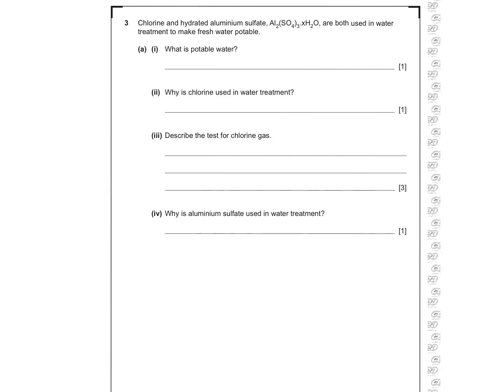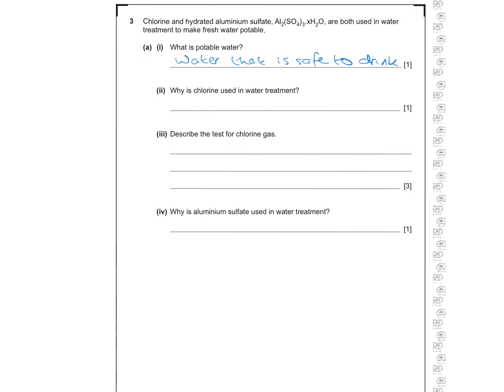Okay, on to question 3 then. Potable water is just water that is safe to drink. And chlorine is added to water to kill bacteria or to kill microbes. Now, the test for chlorine gas is damp universal indicator paper, and it changes to red and is then bleached white. Now, aluminium sulfate is added during the water treatment process to bring together all the small fine particles together, and that makes them heavier, which means then they're more likely to sink. And so the name we give to the aluminium sulfate is a coagulant.